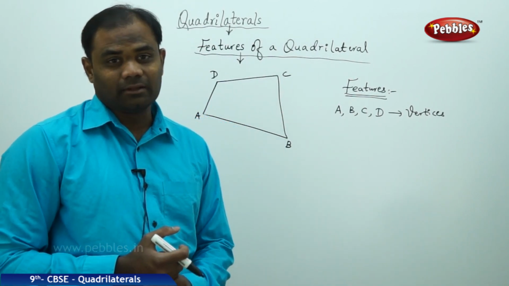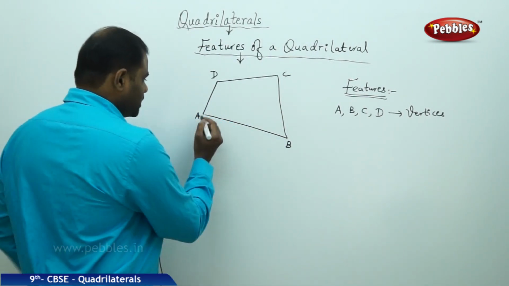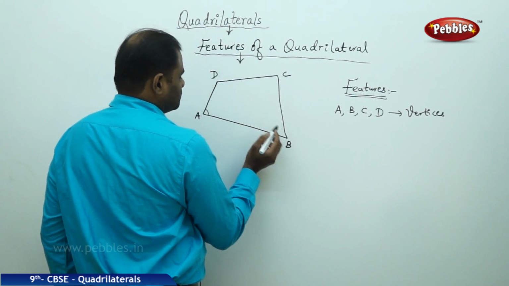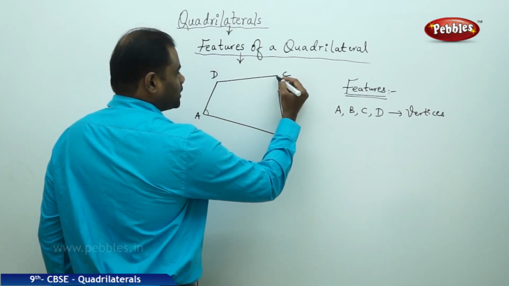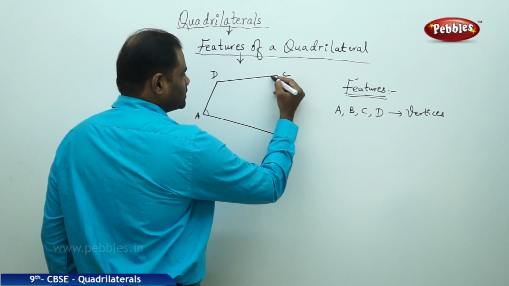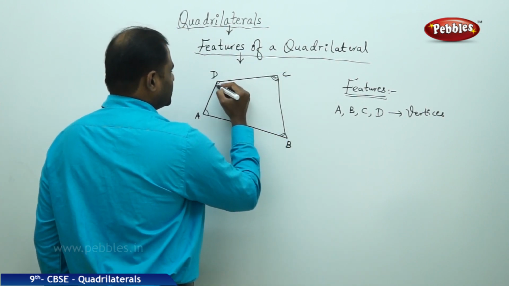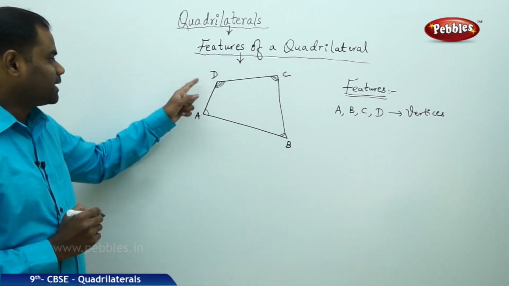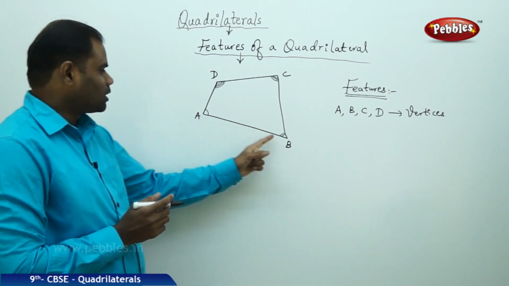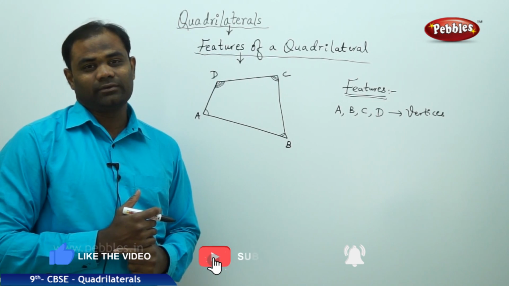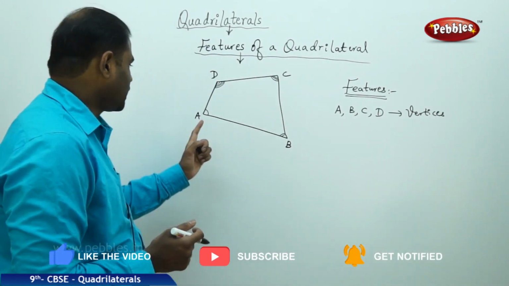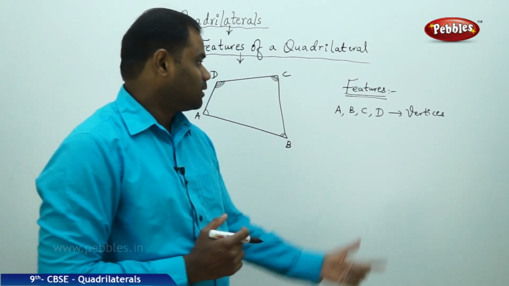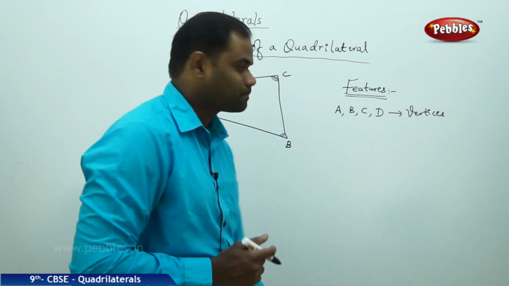Now let's see the angles. Clearly the angle made by the 2 lines at A is this, the angle made by 2 lines at B is this, the angle made by 2 lines at C is this, and the angle made by the 2 lines at D is this. So these 4 are called the angles of the quadrilateral. Clearly we see that there are 4 angles, 1, 2, 3 and 4. 4 angles for a quadrilateral and 4 vertices for the quadrilateral.